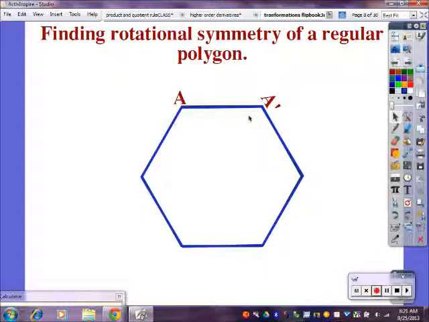What you're going to be asked to do in your textbook, on worksheets, on quizzes, on tests, is to find what the rotational symmetry is. What that means is they want to know the degree measure of the turn that you made to make the pre-image and the image indistinguishable from each other.